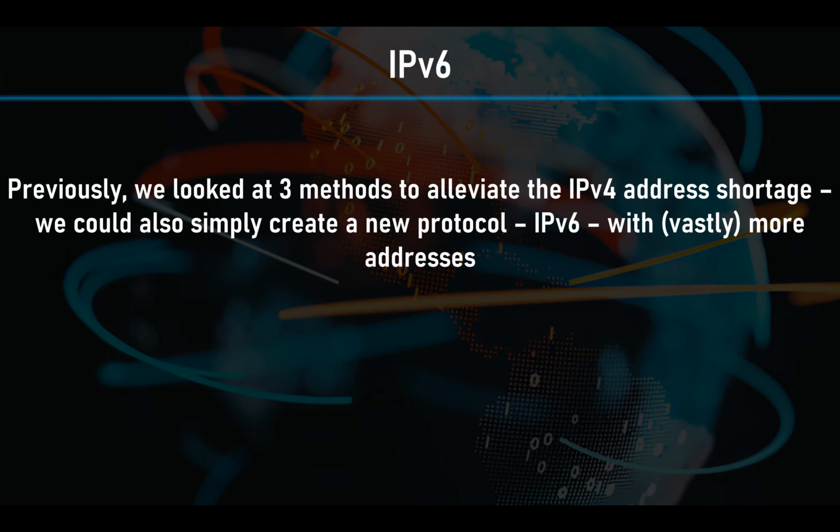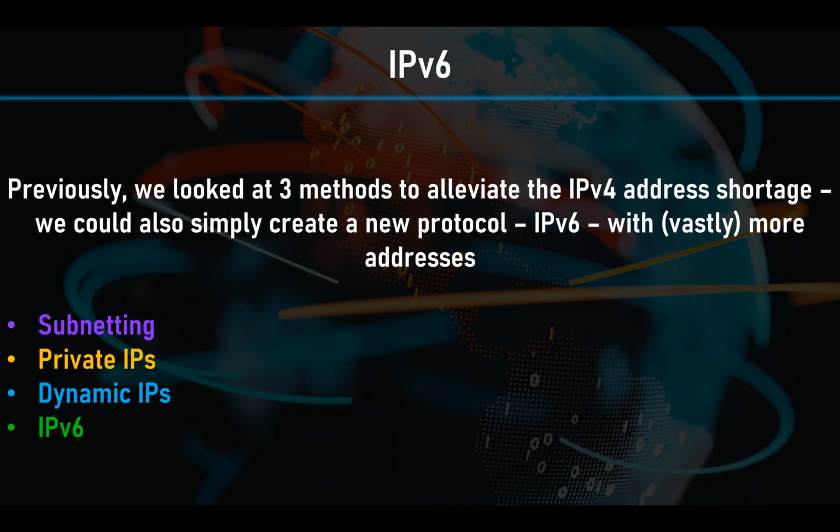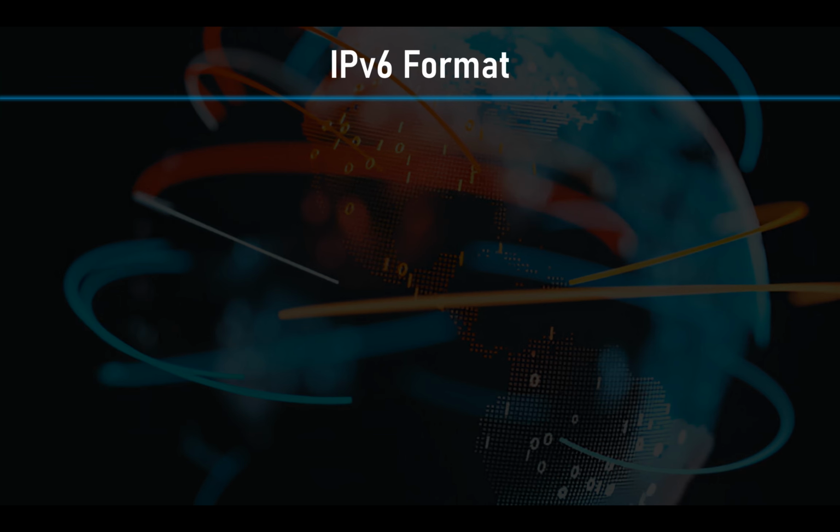Alright, so then if we talk about IP version 6, that's also going to be another way we can alleviate the IP version 4 shortage. Basically, we create a new IP protocol, IP version 6, which is going to have vastly more addresses. We talked about these other methods as well: subnetting, private IPs, dynamic IPs, and finally IP version 6. All methods to alleviate the IP version 4 shortage.